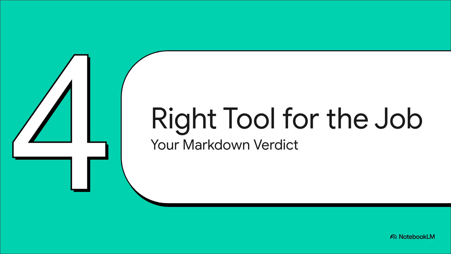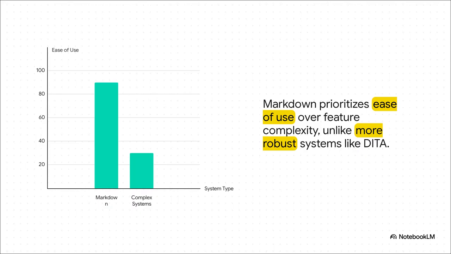So, where does that leave us? How do we decide? Well, it all comes down to a really simple principle: using the right tool for the right job. So let's try to get a clear verdict on when Markdown is the absolute perfect choice. This chart really sums up the core trade-off perfectly, doesn't it? Markdown is all about high ease of use but low feature complexity. Those other, more complex systems, it's the exact opposite. Your choice really just depends on where your project needs to be on this spectrum.